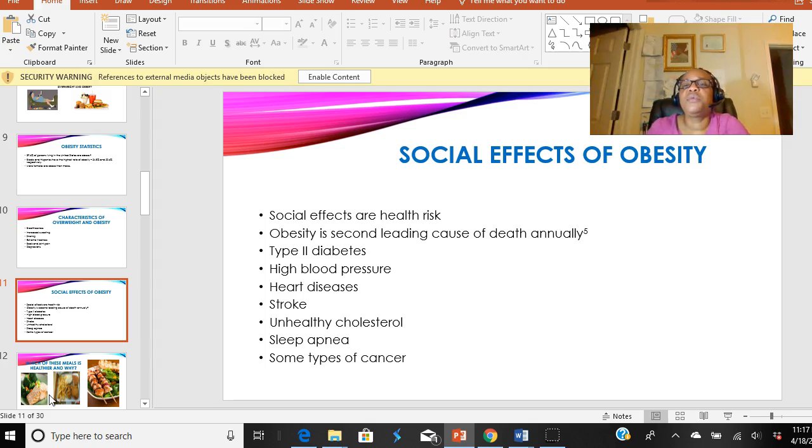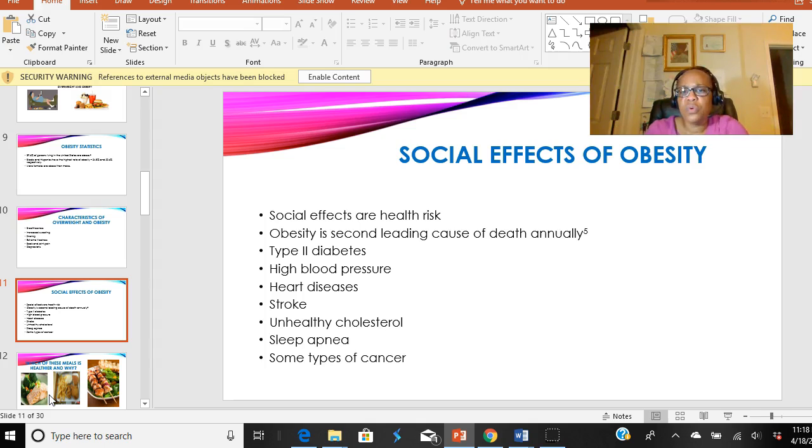Now, what are the social effects of obesity? And by social effects, we mean what are the health risks of obesity? And according to the reference, obesity is the second leading cause of death annually. Tobacco is the first leading cause of death, and obesity is the second.